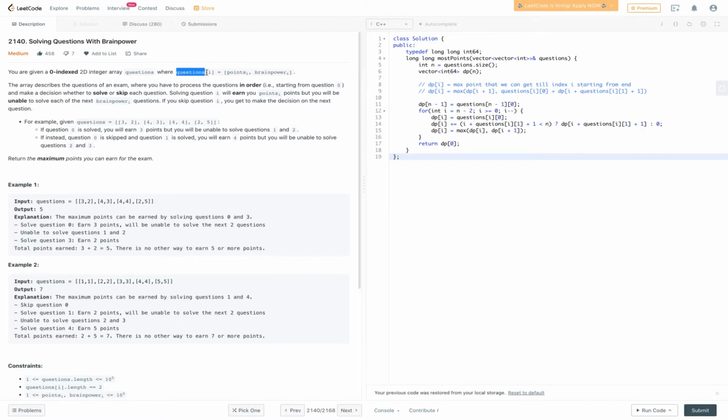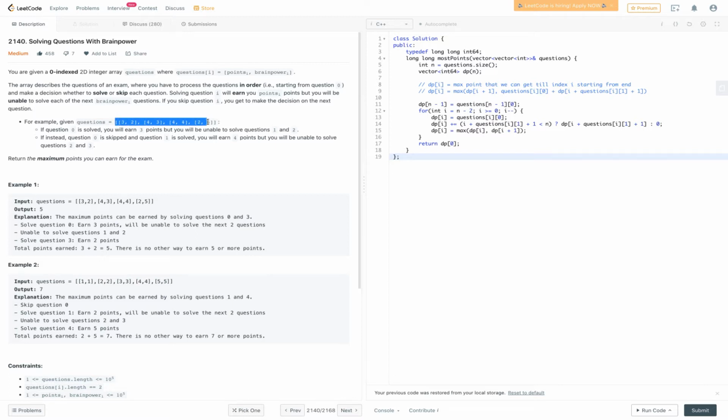So in a way, whenever we solve any question at a given index, we do gain some points here, but we would have to miss the points that we could have gained by skipping over the next brainpower[i] questions. So in this question, basically the requirement is to get the maximum number of points, given that we are given some questions with values of the points and the number of the next set of questions that we have to skip if we try to solve this question.